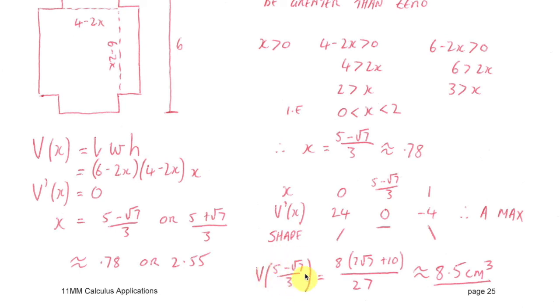If I now substitute that found x value into the volume function, you can see that it's exactly equal to this solution here. That's the maximum volume that's achievable, which is approximately 8.5 centimetres cubed.